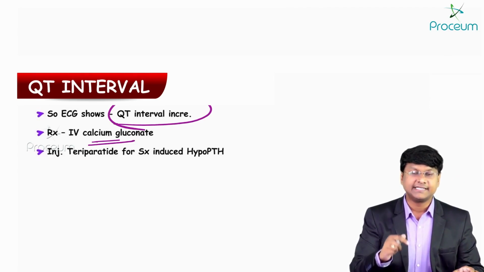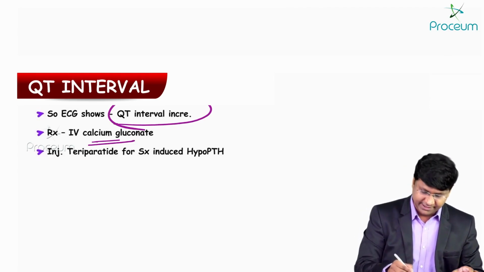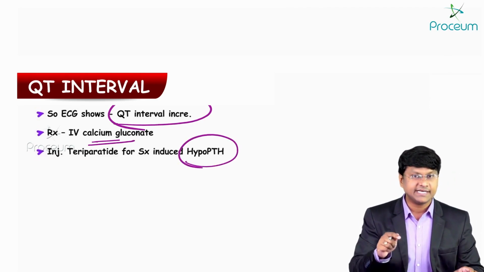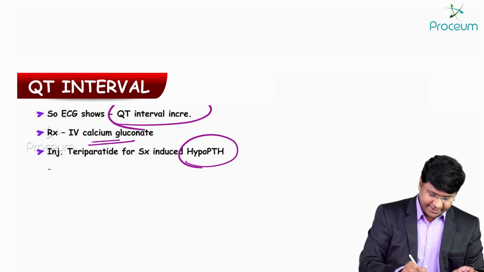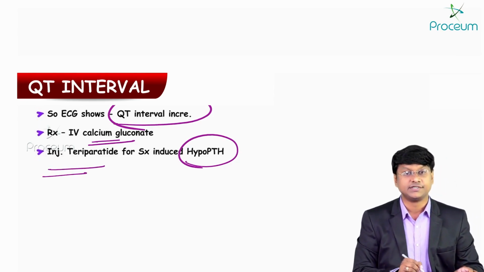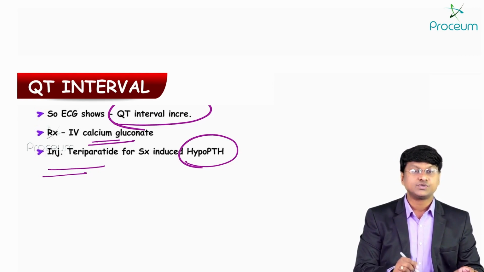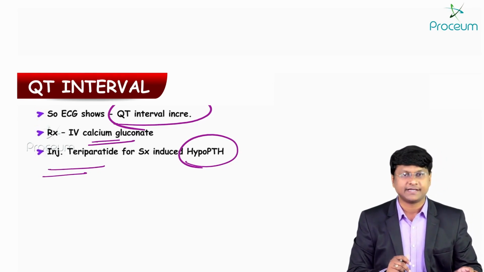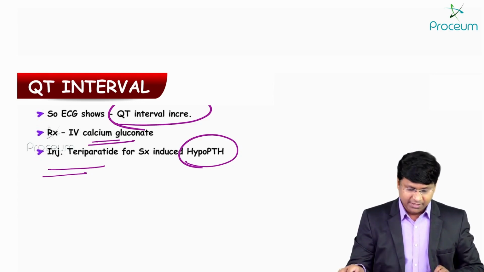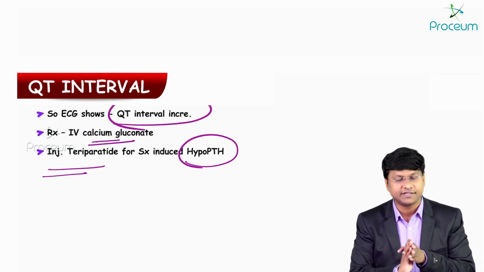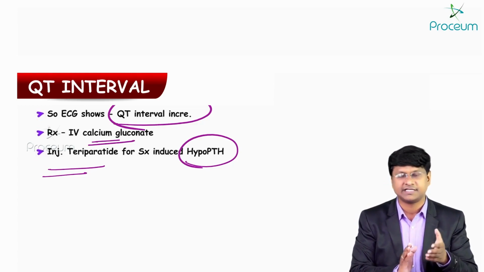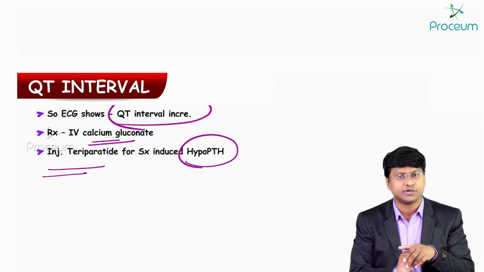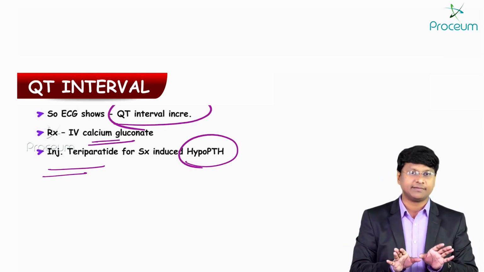And the other important cause for hypocalcemia is surgically induced hypoparathyroidism. So in surgically induced hypoparathyroidism, the drug of choice is injection teriparatide. So injection teriparatide is given for surgically induced hypoparathyroidism. Okay. Now, after having discussed the cause of death in patients with hypocalcemia, which is nothing but laryngospasm, let me tell you the various causes of death in other electrolyte abnormalities.